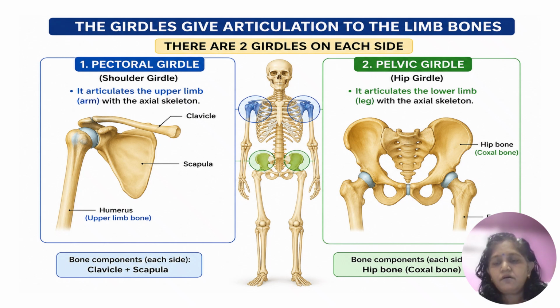Now, if I talk about the pelvic girdle, it is also called the hip girdle. It articulates the lower limb, that is the leg, with the axial skeleton. The hip bone in scientific language is also called the coxal bone.